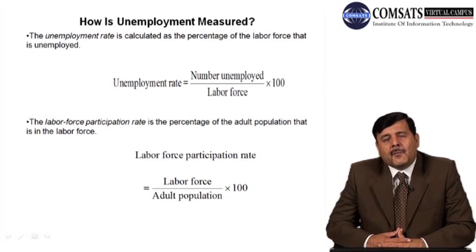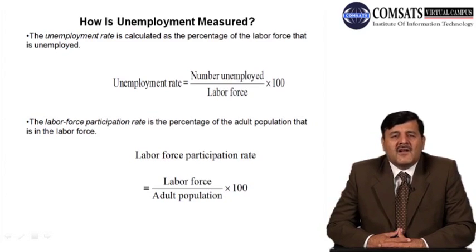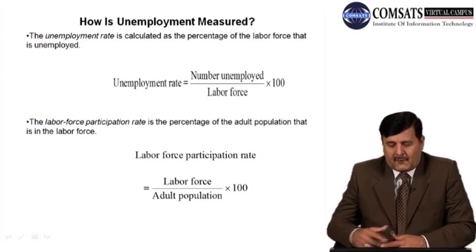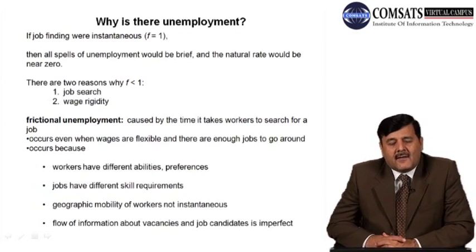Similarly, to calculate the labor force participation rate, you need to know the labor force of the economy and the total adult population. If you divide the labor force by the adult population and multiply it by 100, this will give you the labor force participation rate, which is the percentage of the adult population that is in the labor force. Now the question arises, why is there unemployment?